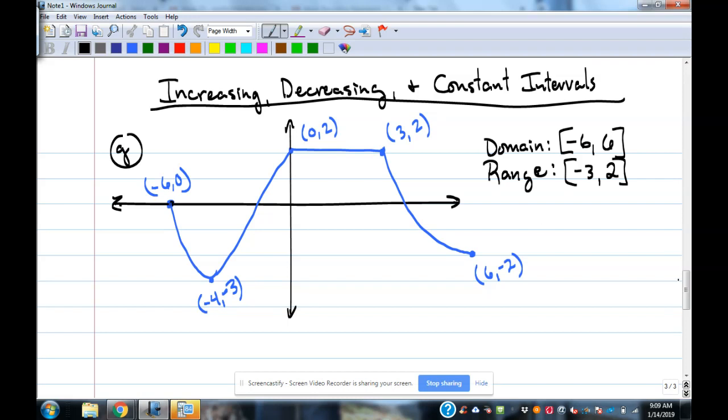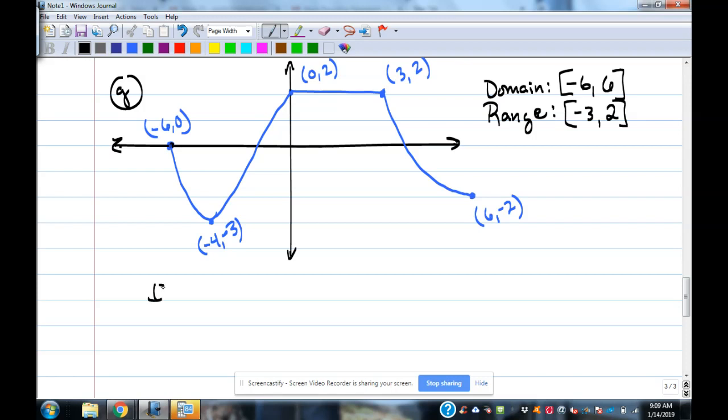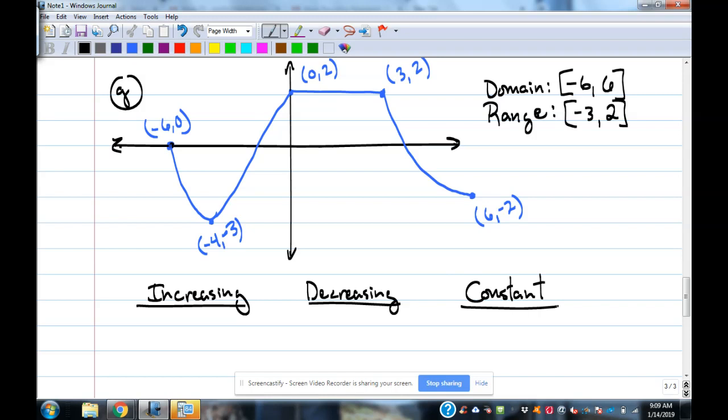So now let's get into the increasing, decreasing, and constant. We talked about this the other day. If something is increasing, which direction is it going? Up and to the right, correct? If it's decreasing, it's going down and to the right. If it's constant, it's straight, flat.